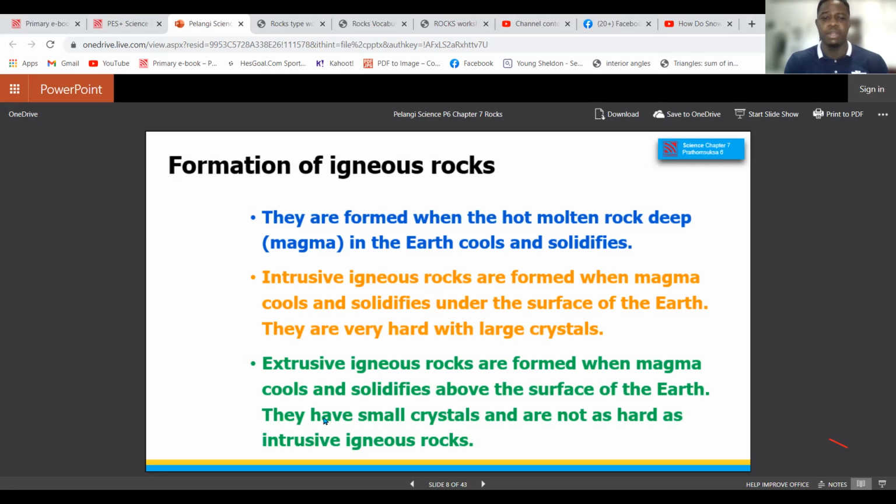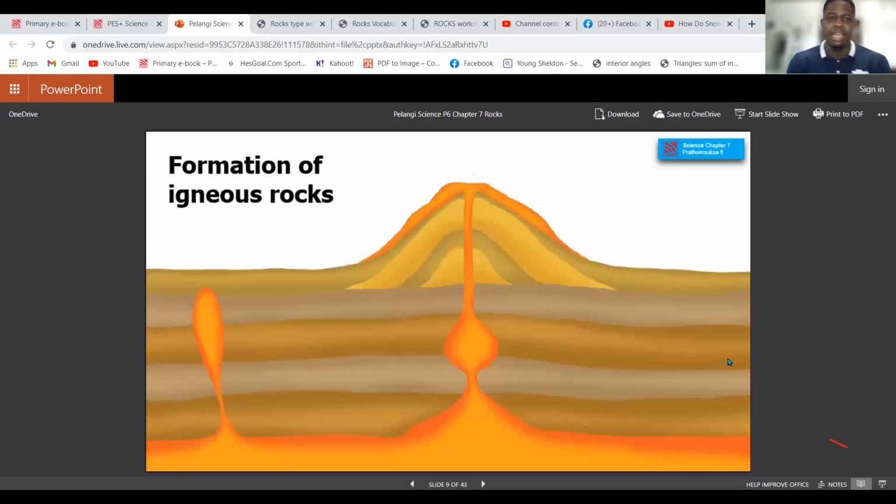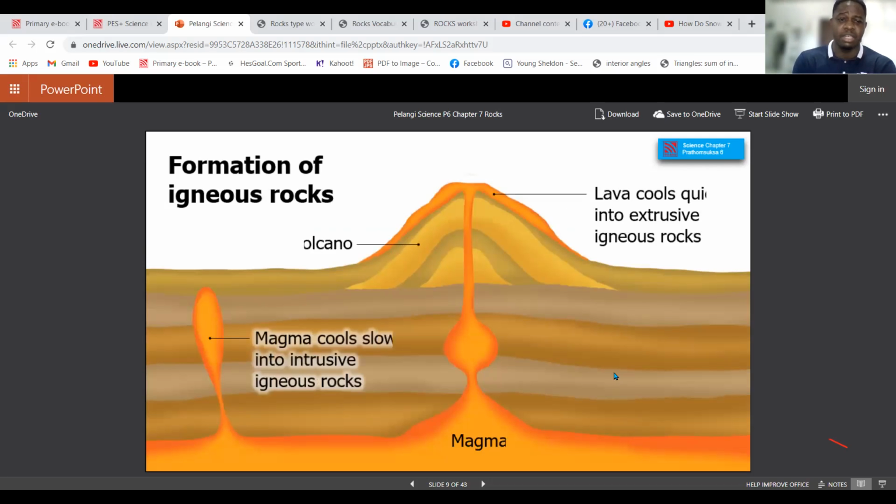So there you go. They have smaller crystals. They're not as large as the intrusive. Extrusive crystals are smaller, okay? And they are not as hard as the intrusive rocks, okay? So let's go. Let's see how igneous rocks are formed again. We've seen this before, but let's see one more time.